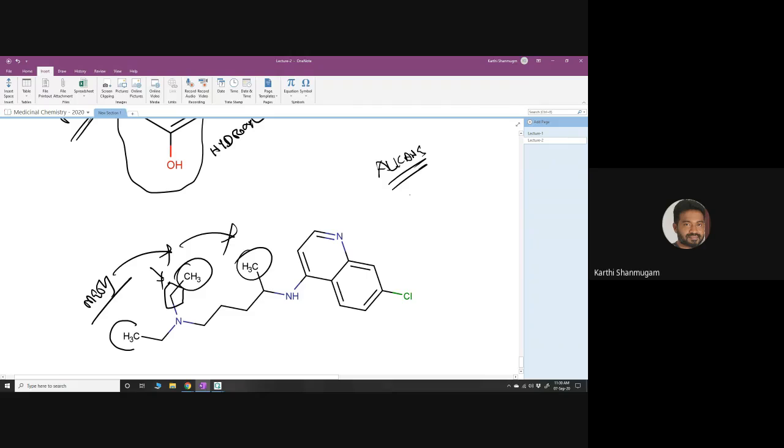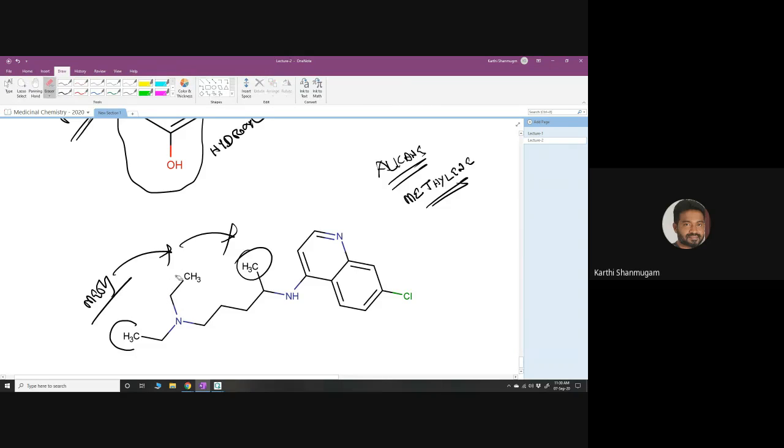Methylene. Ashwin, can you spell it? M-E-T-H-Y-L-E-N-E, right? So absolutely right. We cannot call this alkane. We have to call this methylene because here you have a CH2 group. Everyone please note it down. So again, I label this. This is CH2. That should be called methylene group. It's not alkane.